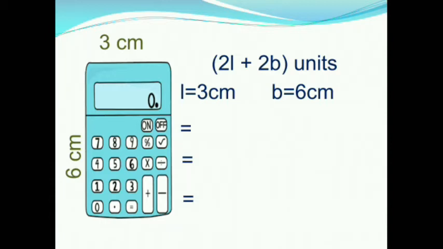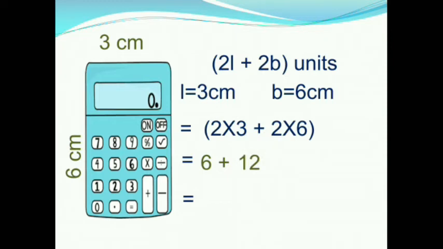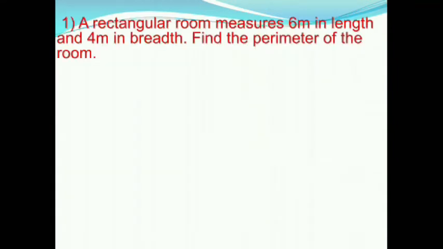2 into 3 plus 2 into 6. 2 into 3 is equals to 6 plus 2 into 6 is equals to 12. Now we should add these. 6 plus 12 is equals to 18. Therefore, perimeter of this calculator is 18 centimeter. Children, see this question. A rectangular room measures 6 meter in length and 4 meter in breadth. Find the perimeter of the room.